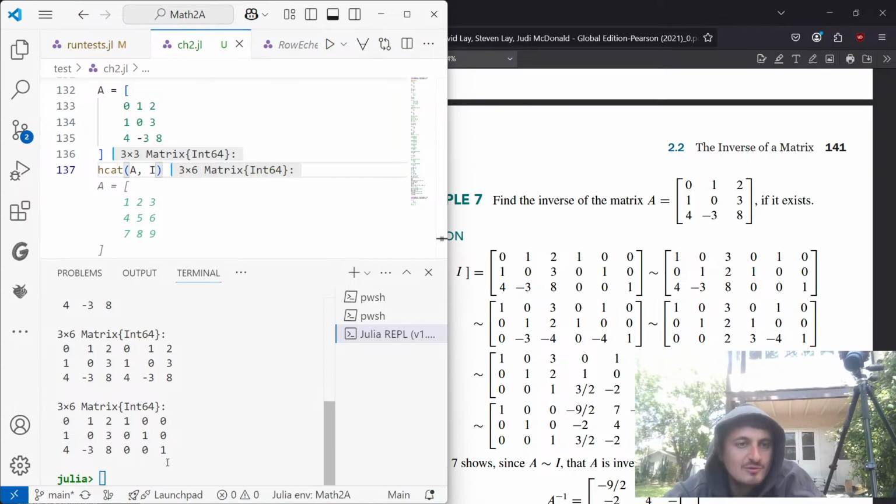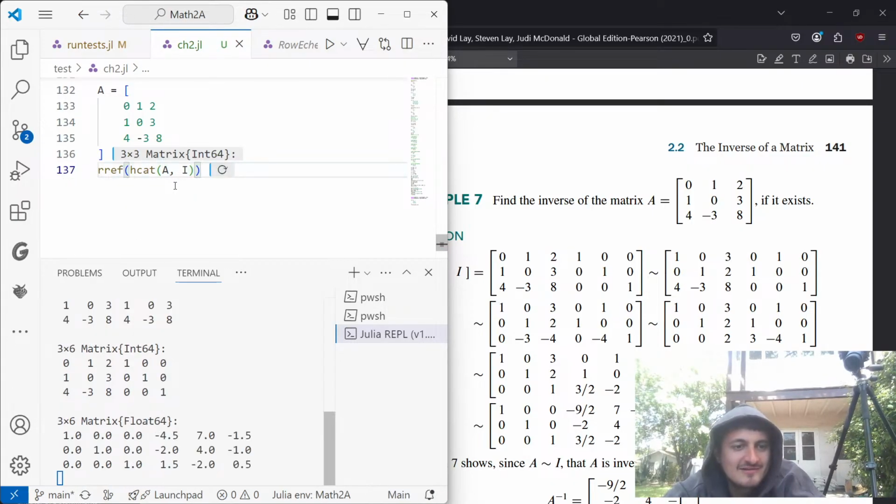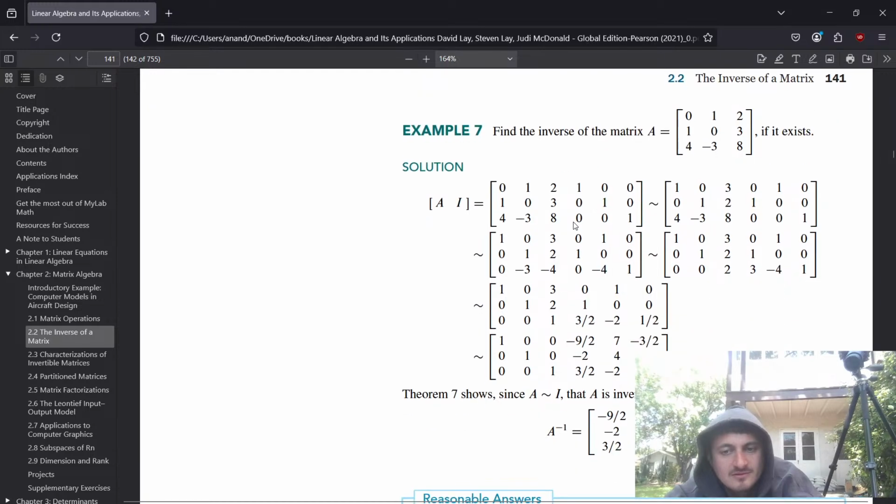Oh, that's so cool. That works, man. Heck yeah. That is very neat. So then that's A inverse. That's super cool.